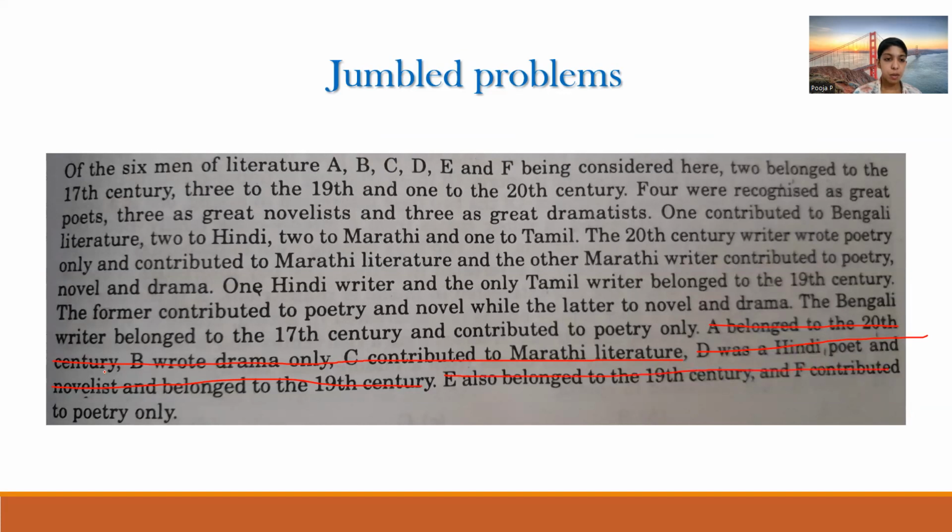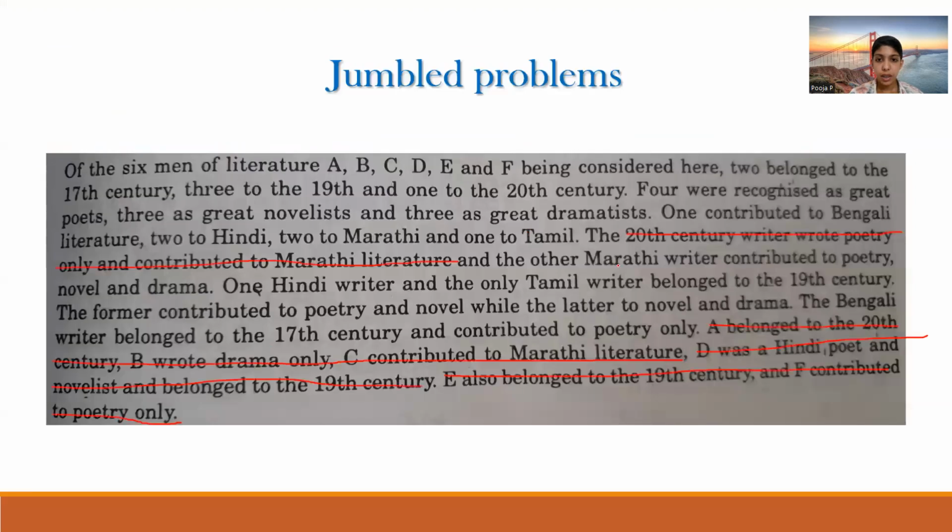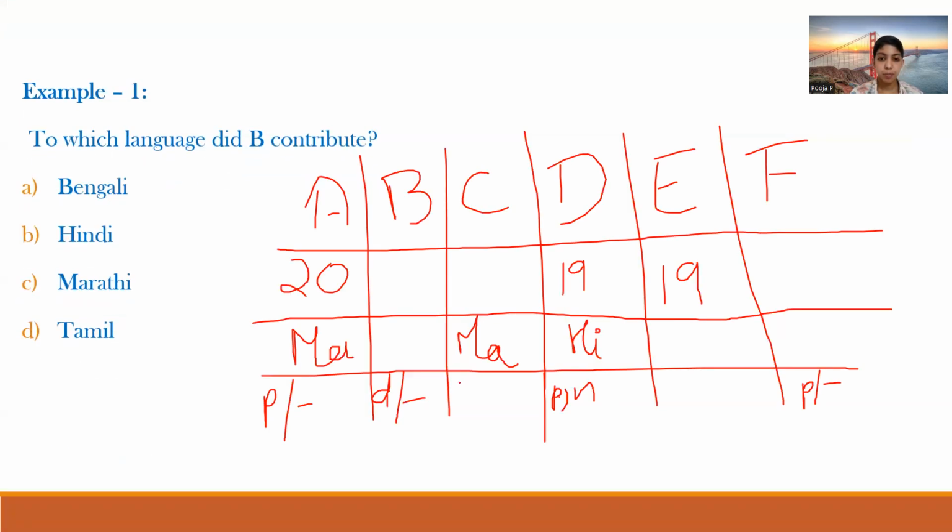What else is given from the beginning? The 20th century writer wrote poetry only. So the 20th century writer wrote poetry only. That is A, contributed only in poetry and contributed to Marathi literature. So A was contributing to Marathi literature. Genre was poetry alone. So two Marathi literatures are done. Next, the other Marathi writer contributed to poetry, novel, and drama, all three. So P, N, and D.